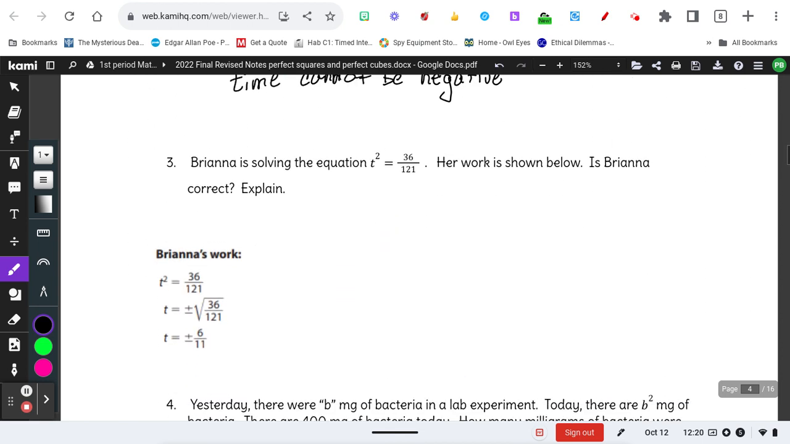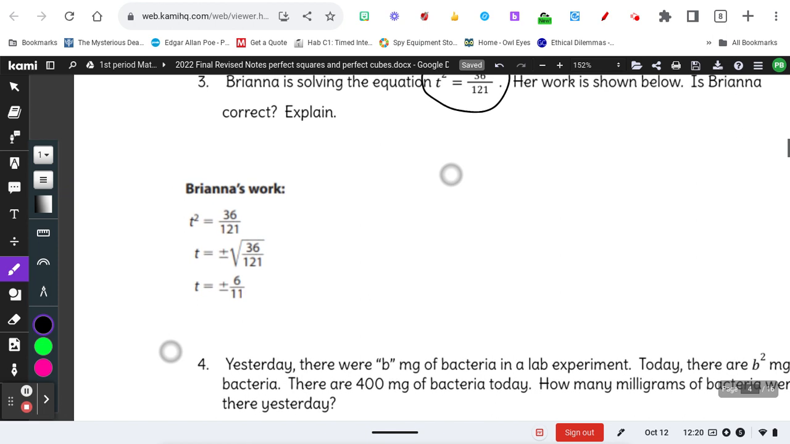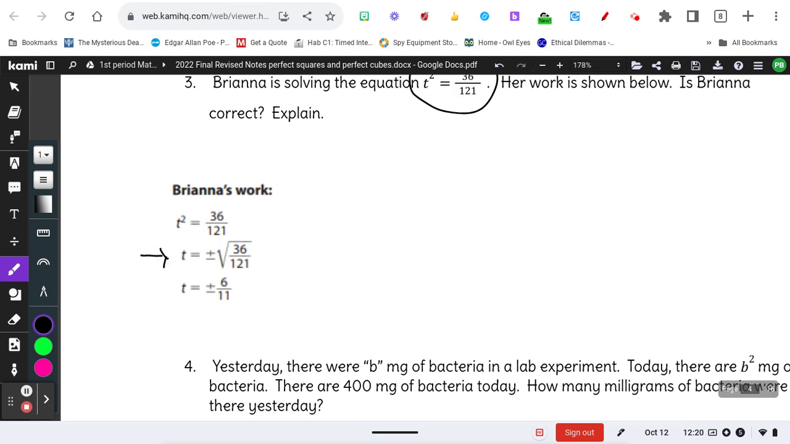Okay, let's take a look at 3. Brianna is solving this equation. Her work is shown below. Is she right? And then you're going to explain. So let's take a look. She wants to solve the equation for t. If you solve the equation for t, you want to take the square root of both sides. So she took the square root of t squared and the square root of 36 over 121. The square root of t squared is t. That's correct. And then the square root of 36 over 121 is 6 over 11. So yes, she did everything correct.